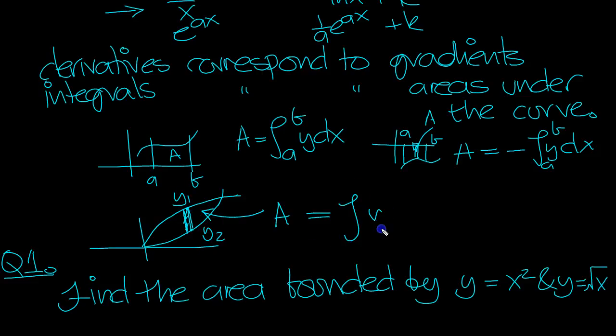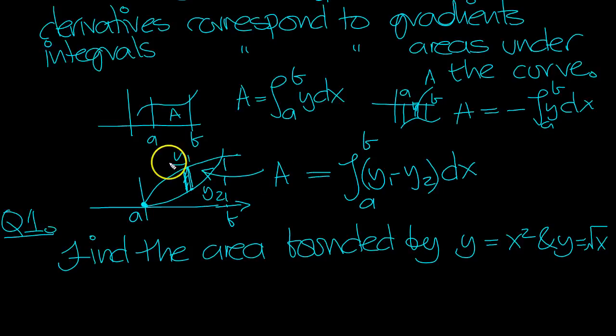So if we sum the y1 minus y2 and multiply that by dx, that will be the rectangular segment, and we sum that between A and B. Suppose this point here is A on the curve somewhere, and this point here is B. I know I've drawn it as A is 0, but it could be anywhere. And that's how we work out the area between two curves. Don't forget we take the smaller from the bigger, so that we get a positive value.